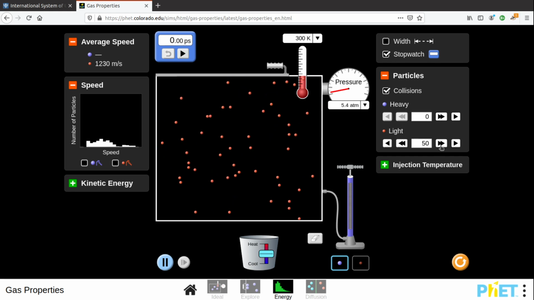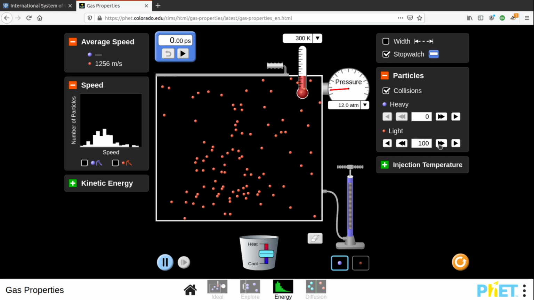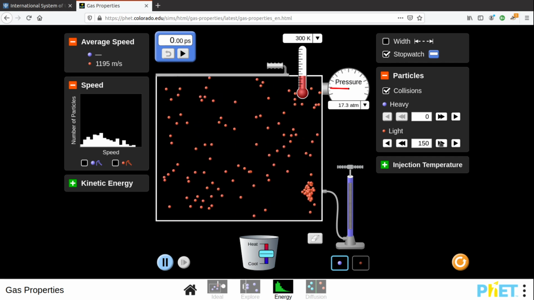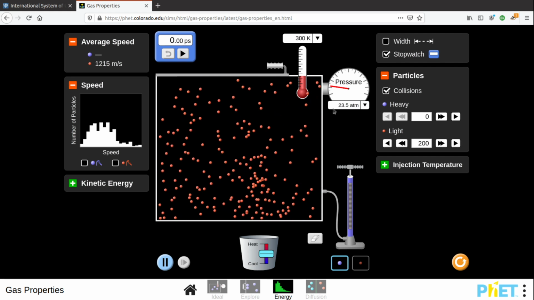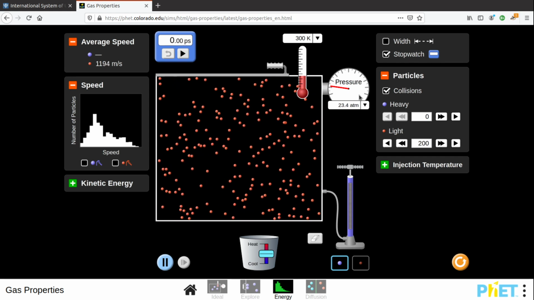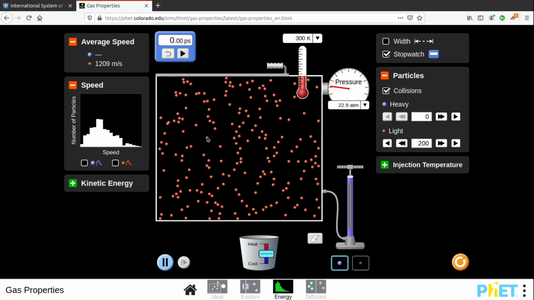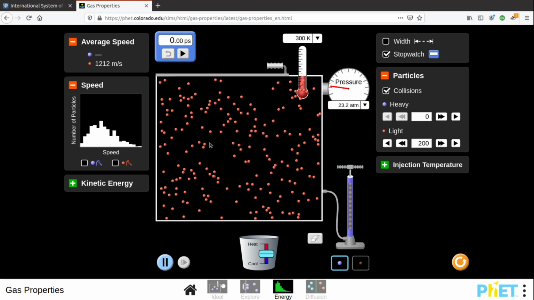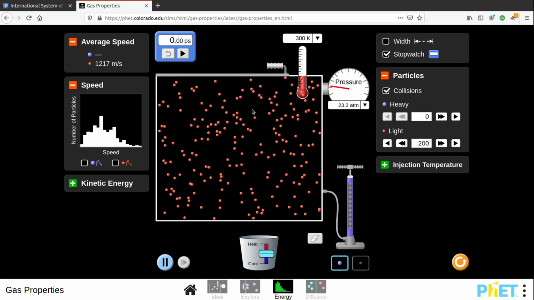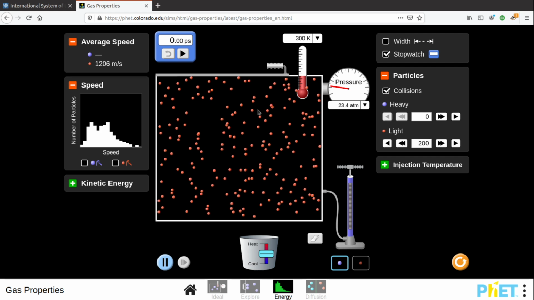We could add more gas in, and we can see that when we add more gas, there's more pressure. The pressure in the box must be due to some sort of average force, average pressure, bounciness of all the particles exerting on the walls.